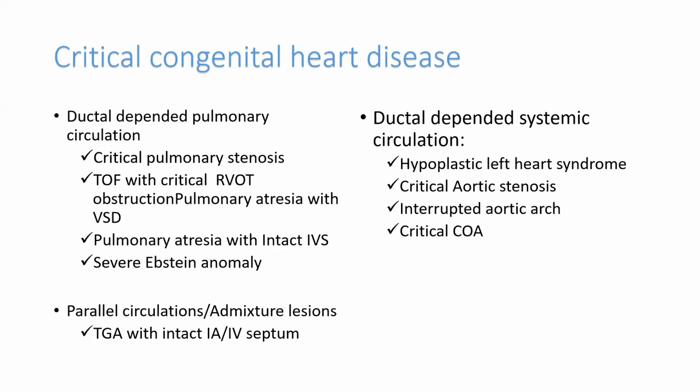the circulation into the descending aorta is purely dependent on the ductus supplying blood, shunting blood from the pulmonary circulation to the systemic circulation to ensure there is continued flow into the descending aorta.